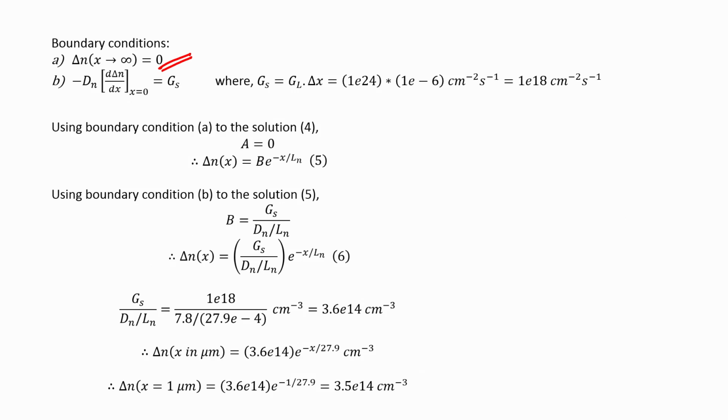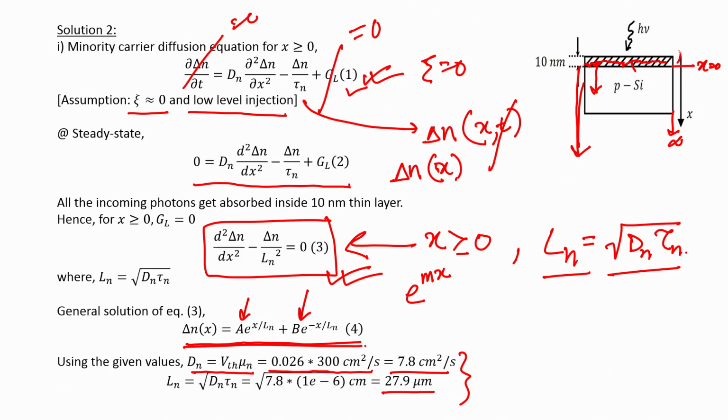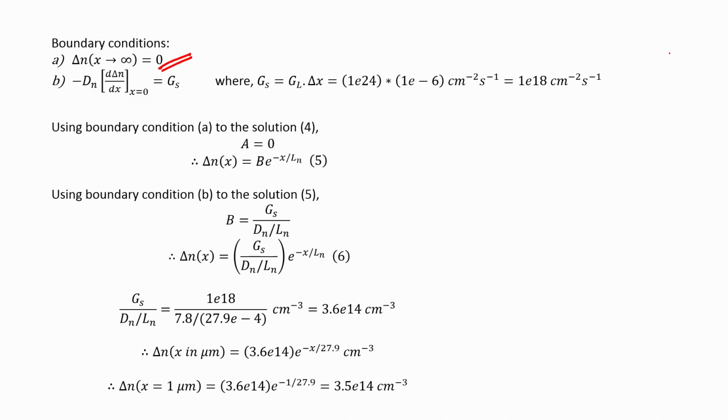The second boundary condition will come from the surface boundaries. It tells that minus Dn d del n dx at x equal to 0 is the rate at which the electrons diffuse away from the thin surface layer to the bulk, and this rate should be equal to the rate at which the electrons are getting generated at the thin interface layer.